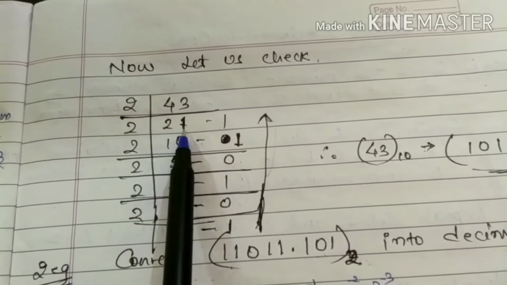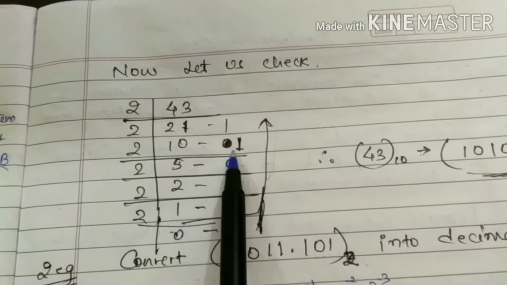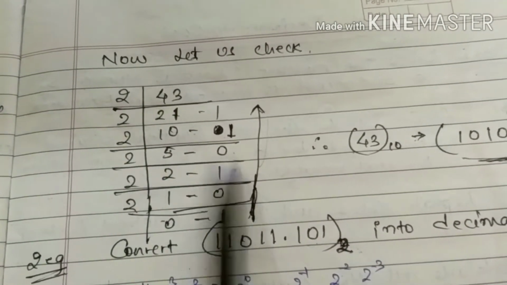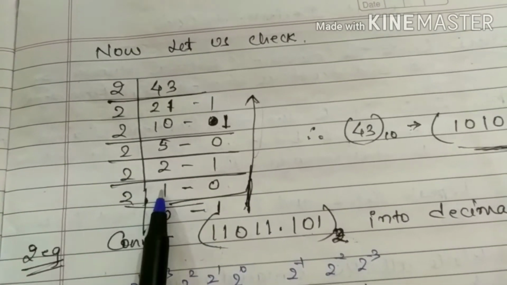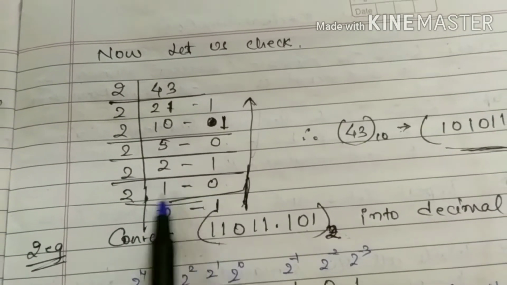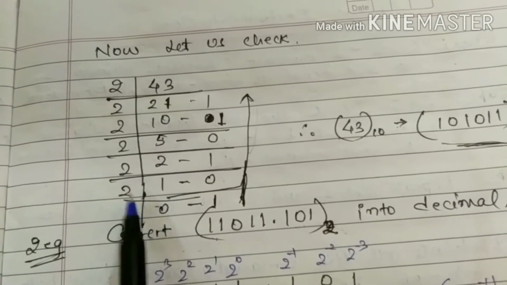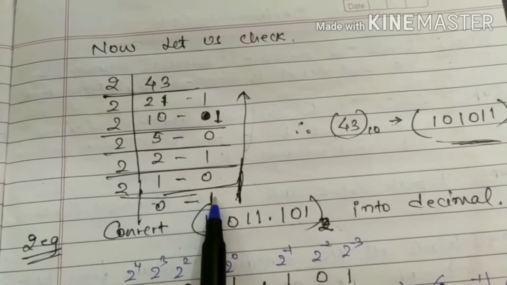2 2s are 4, 2 1s are 2, remainder will be 1. 2 10s are 20, remainder is 1. 2 5s are 10, remainder is 0. 2 2s are 4, remainder will be what? 1. 2 ones are 2, remainder will be what? 0. And of course divided again by 2, so the quotient will be 0 and the remainder will be 1.